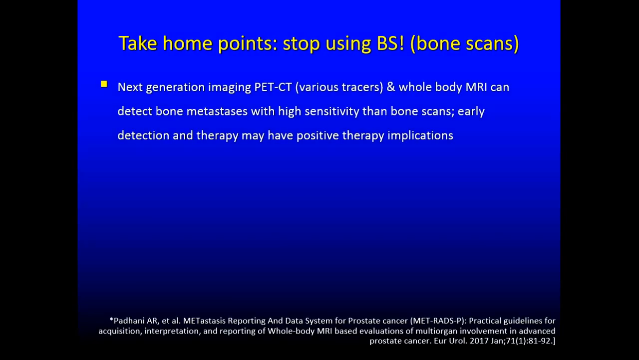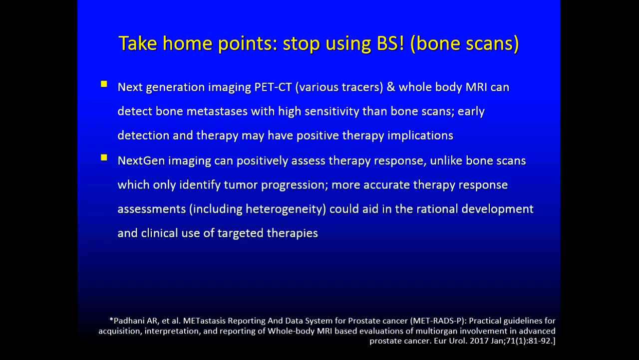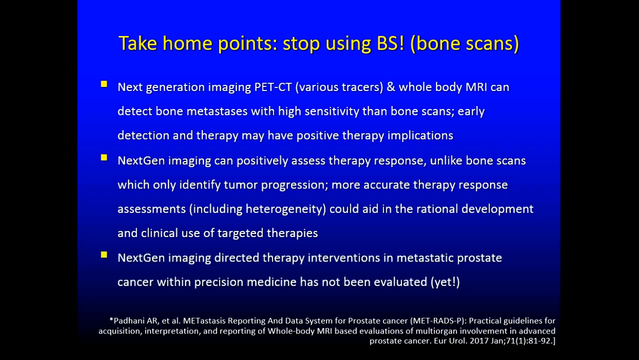So here are my take-home points: next generation imaging tools, PET tracers, and whole body MRI can detect bone metastases with a higher sensitivity than bone scans. Earlier detection and therapy may have positive therapy implications. These next generation imaging tools can positively assess therapeutic response, unlike bone scans, which only look at tumor progression. More accurate therapy assessments could aid in the rational development and the clinical use of targeted therapies. Next generation imaging tools in metastatic prostate cancer and their role within precision medicine have not yet been completely evaluated.